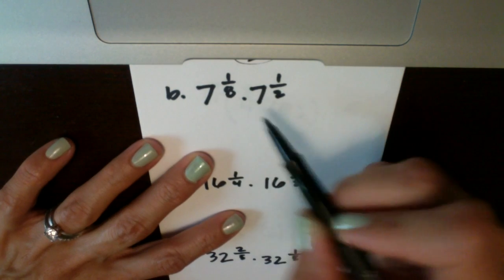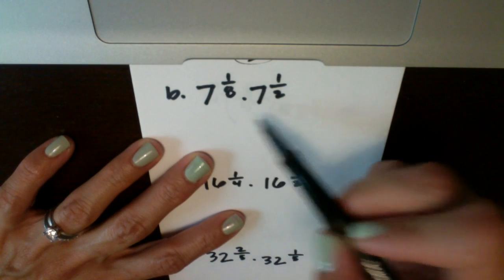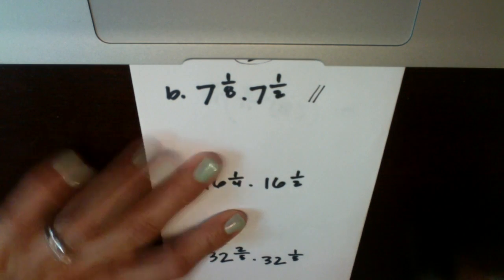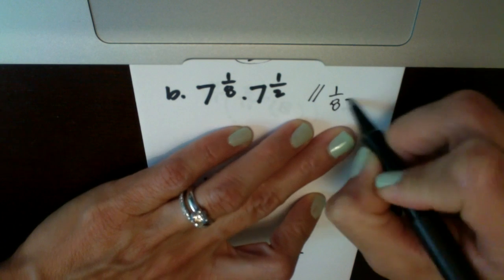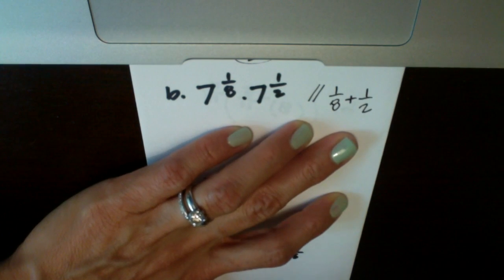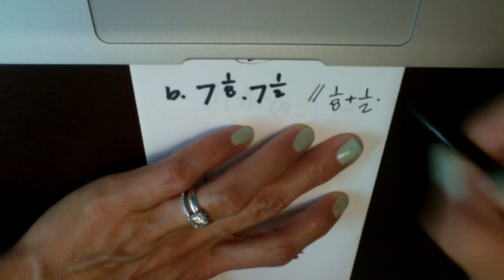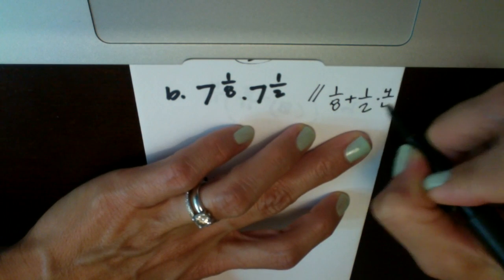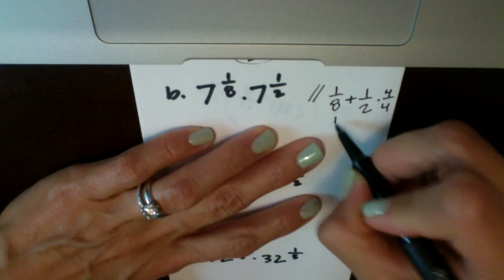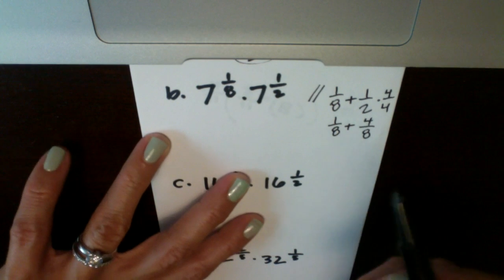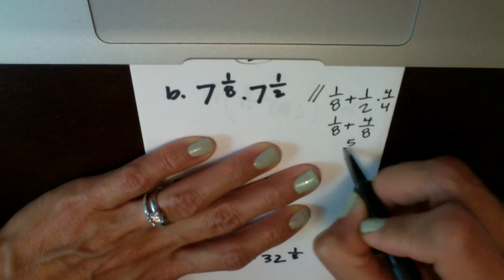For this next example, we have 7 to the 1/8 times 7 to the 1/2. Since you have the same base numbers, we're going to add 1/8 plus 1/2. And in order to do so, you need common denominators. So we're going to multiply this fraction by 4 over 4. So you end up getting 1/8 plus 4/8, and when you add that together, you get 5/8.